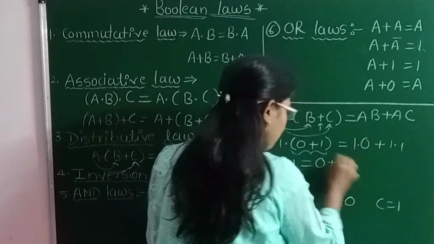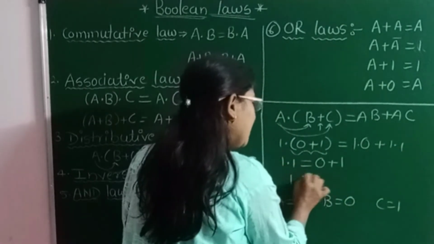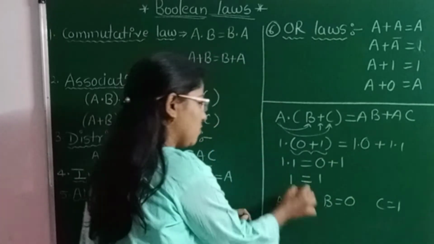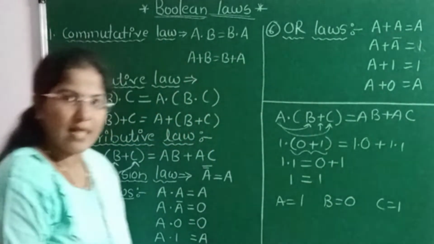1 into 1 is 1. 1 equals 0 plus 1, which is 1. So the left hand side is equal to the right hand side.